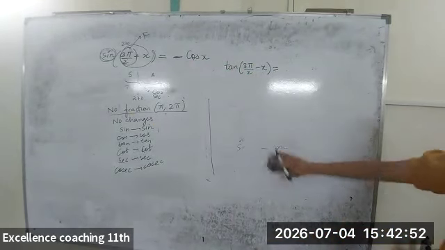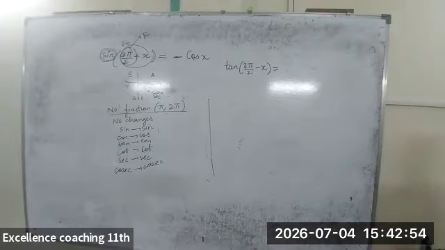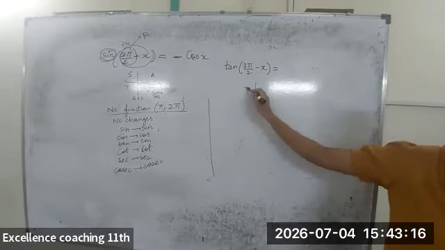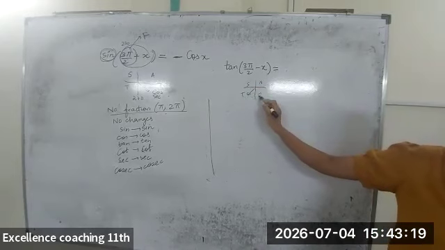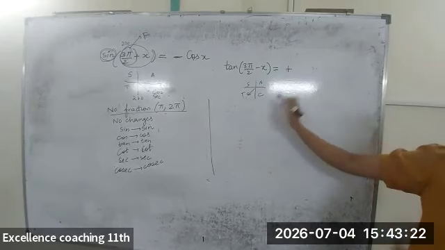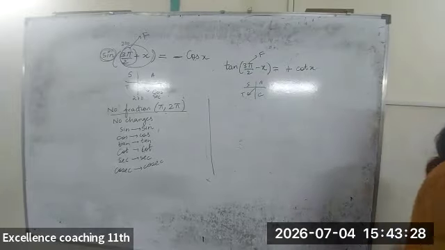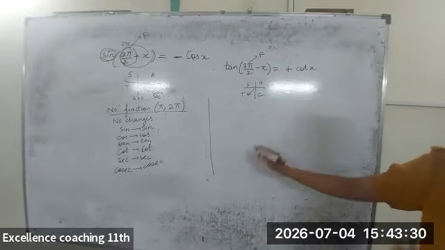Tan of 3 pi by 2 minus x. Check which quadrant it belongs to. 3 pi by 2 means 270. So less than 270, because I am subtracting something from 270. So third quadrant, correct? Here tan is positive. But this is a fraction. So just find out all this.